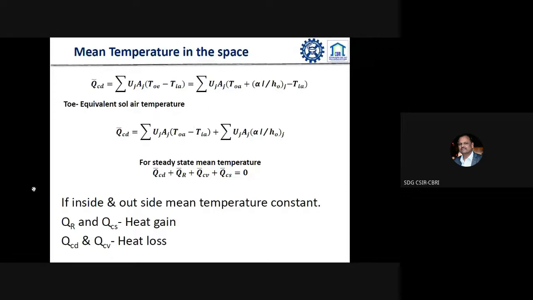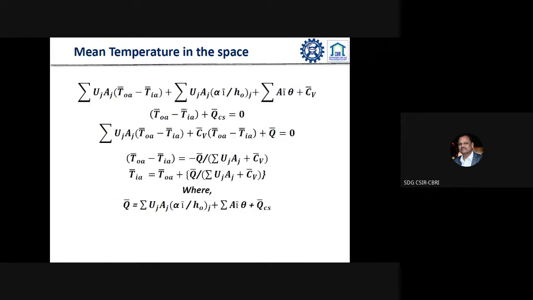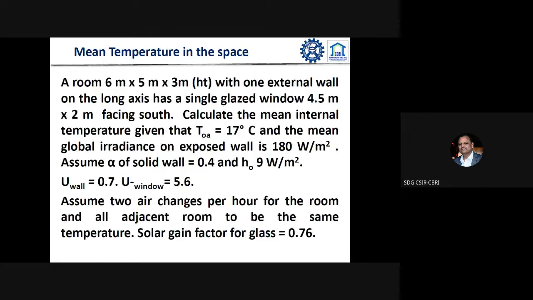So here QS and QC is your heat gain factor, and through the ventilation, Cv is the heat loss factor. So if we consider the case of cold countries versus hot countries, in hot countries conduction is also altogether a gain only. So the mean temperature in the space, we can find out with this particular equation.